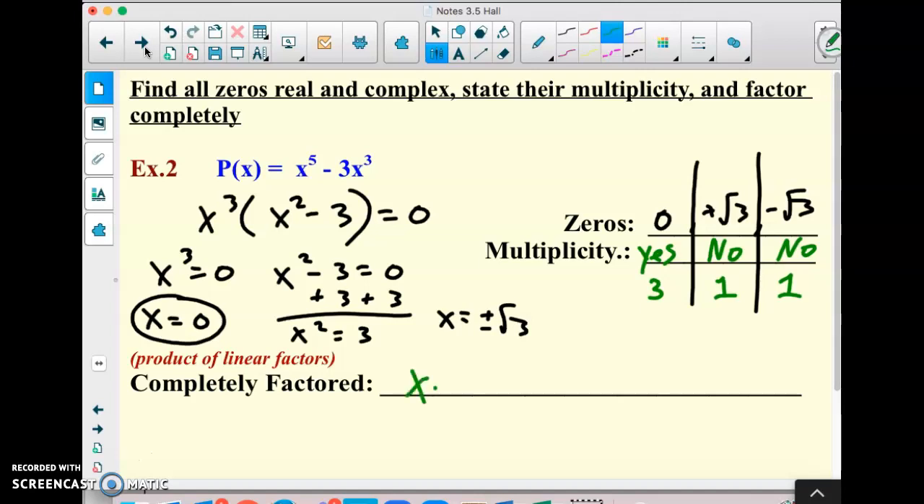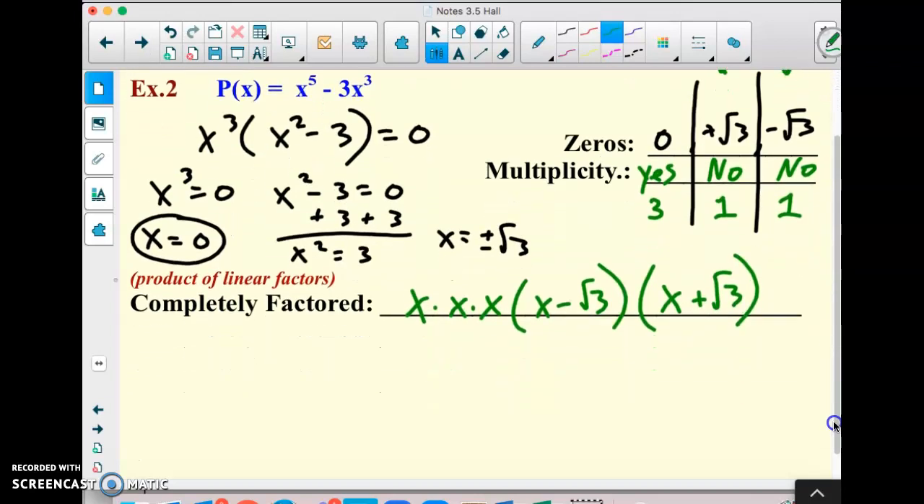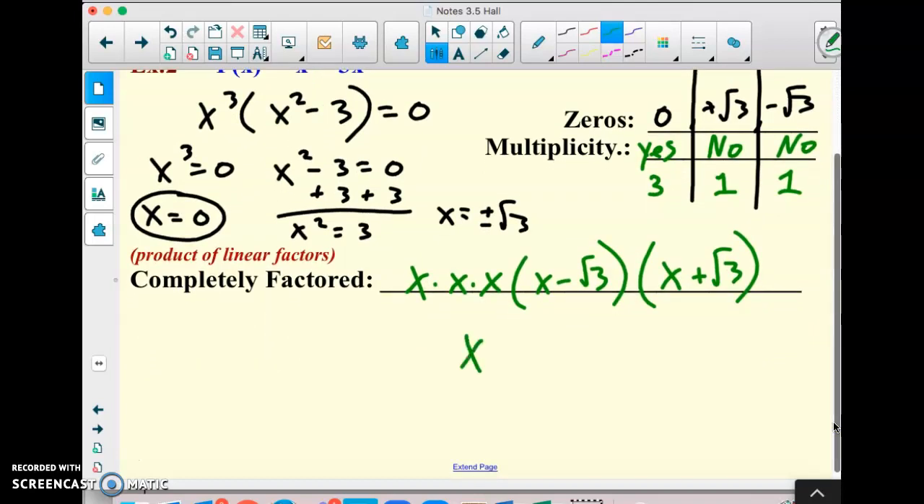The product of the linear factors, technically, you're going to have 3 x's. I'm going to clean this up. There's x times x, and then I have x minus root 3 for this one, and x minus a negative root 3 is x plus root 3 for this one. I can clean that up. I don't need to put x times x times x. That would just be x cubed times x minus root 3 times x plus root 3.